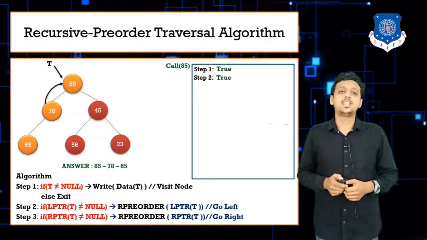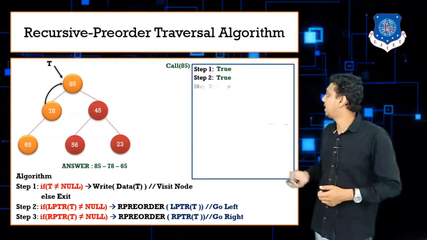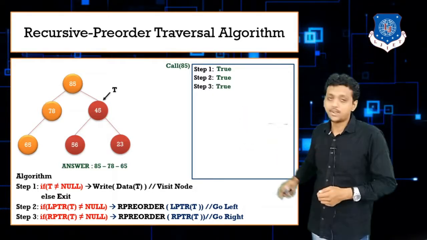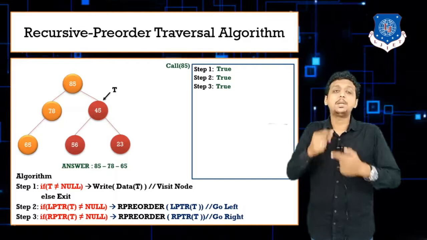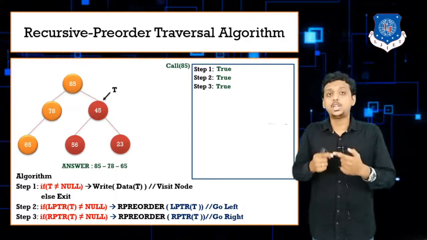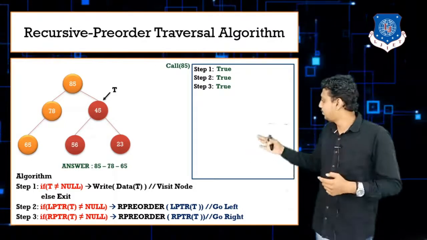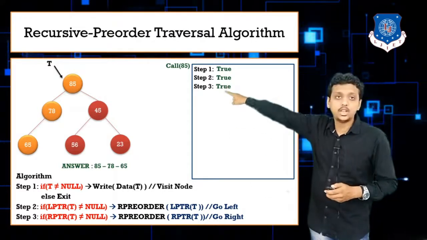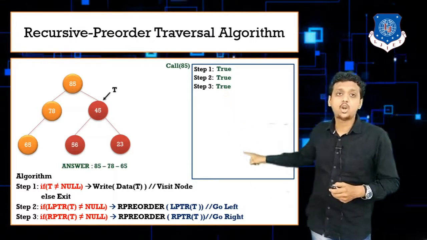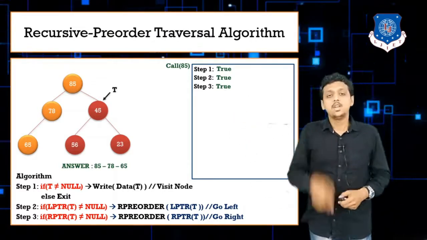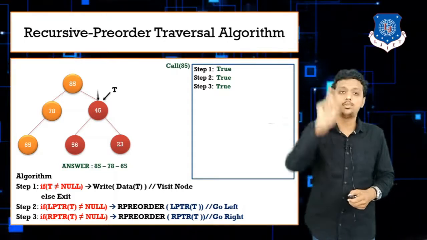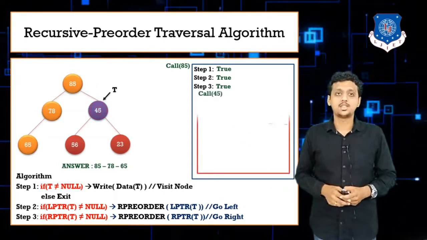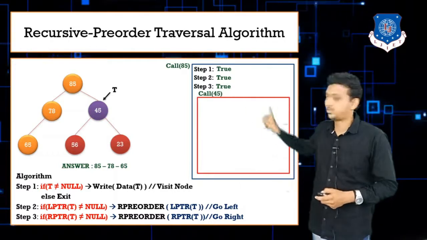Does the right pointer of t exist? Yes, we have 45 with us. So now t is going to call for 45, so the RPTR of t. See, RPTR of t means t is pointing at 85. Now t is pointing at 45, and the function is going to call for 45. So here is the function call block for 45.